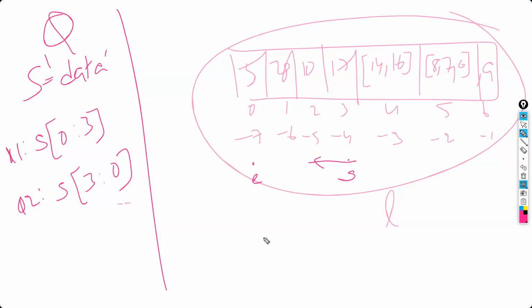For the first question, the answer is DAT. 0, 1, 2, 3, so 0 to 3 means 0, 1, 2 only. It is not going to give the fourth one. That is DAT. Okay. For the second question, what is the answer, Rohit? Rohit, second question answer.